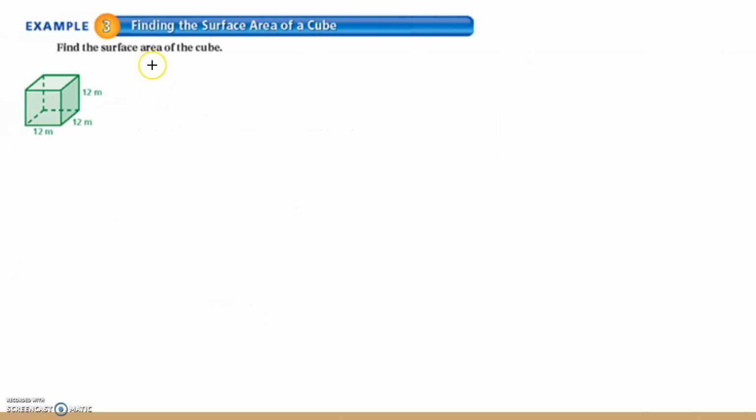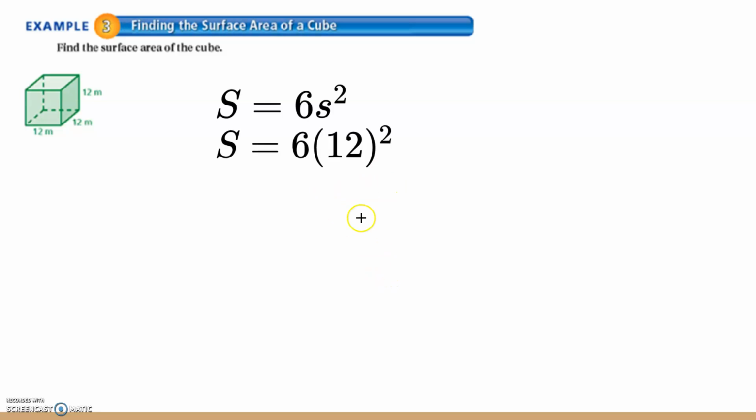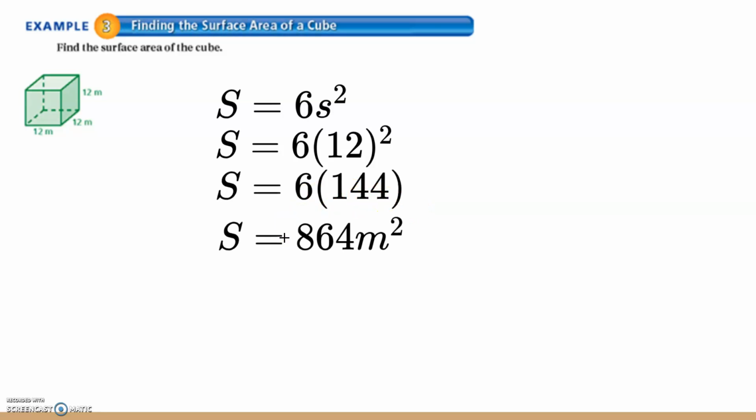Okay, so example 3. Here we are asked to find the surface area of a cube. We're not asked to draw a net here, so just the surface area. So we know the formula, which is S equals 6s squared. s here is 12. We're going to substitute our value of 12 here. It's going to be 12 squared, which is 144, times 6. And we multiply both of them together to get 864 meters squared.